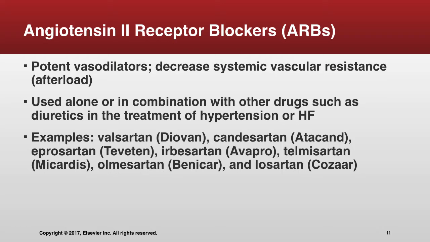Examples of these drugs are valsartan, candesartan, eprosartan, irbesartan, telmisartan, olmesartan, and losartan. And again, remember these drugs end with sartan, and that's how you can remember that they're ARBs, or angiotensin II receptor blockers.